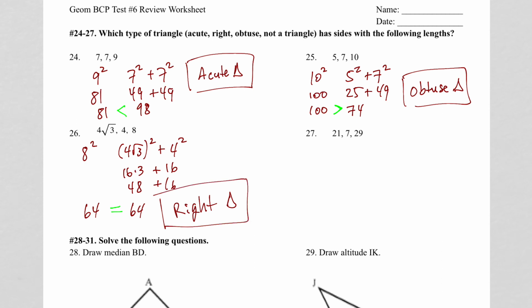Okay, when I'm just judging whether this is a triangle or not, 21 plus 7 is 28, which is smaller than that. So these three sides cannot make a triangle. So this is not a triangle.